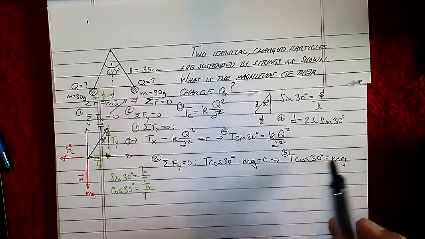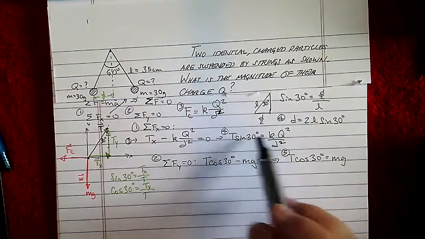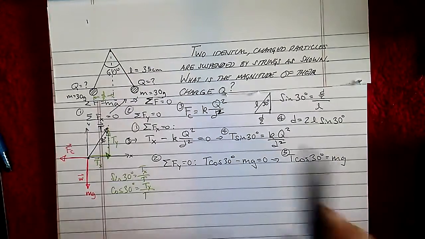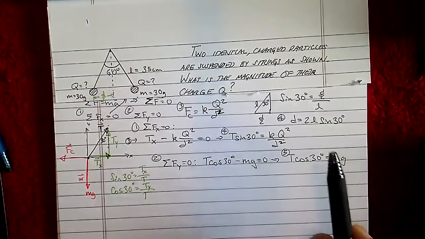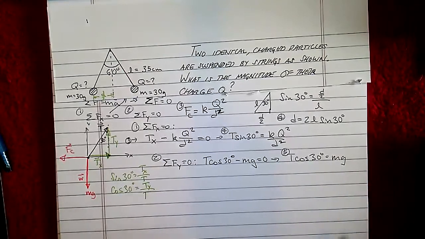The M I know, the G I know, the K I know, the D I can work out, the sine 30 I can work out. So if I get these two equations related to each other, and I also happen to eliminate the t, I'm even better off. So that's what I'm going to do.